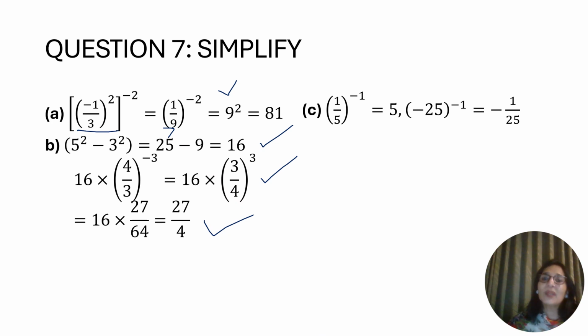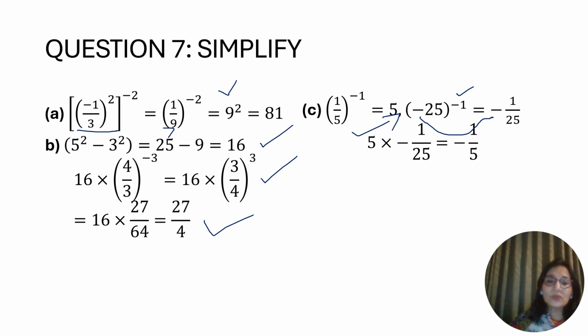Question number C, 1 upon 5 to the power minus 1. Again, you have to reciprocate. Likewise, minus 25 to the power minus 1. You reciprocate, and remember the sign which is inside the bracket will remain same. That means this minus part, if you see it on the screen, will not change. Only the negative minus 1 will become plus 1. And then further, students, I'll erase this quickly to make you understand more. So 5 into minus 1 upon 25, and then we cut this, we get 5 here, and whatever is left, minus 1 upon 5, that is our answer.